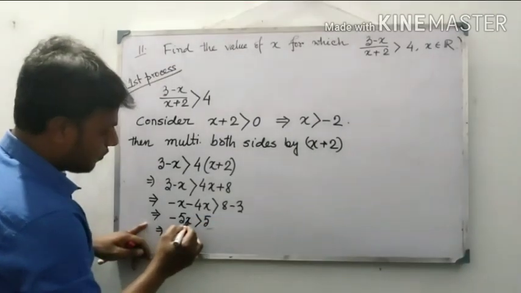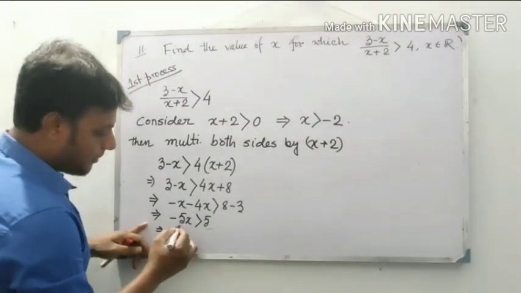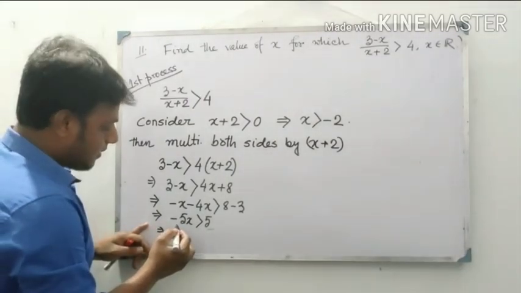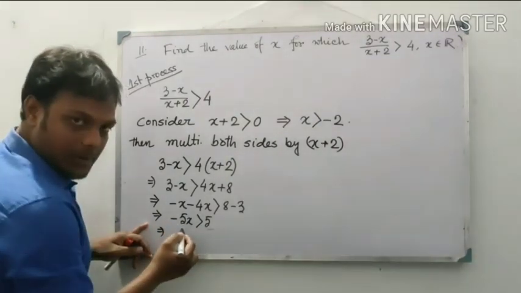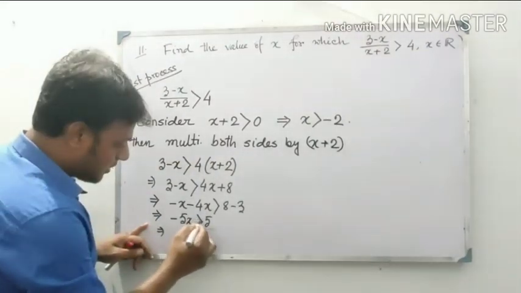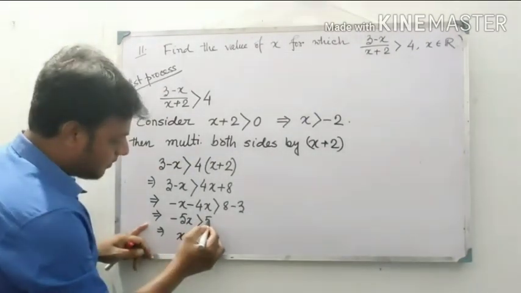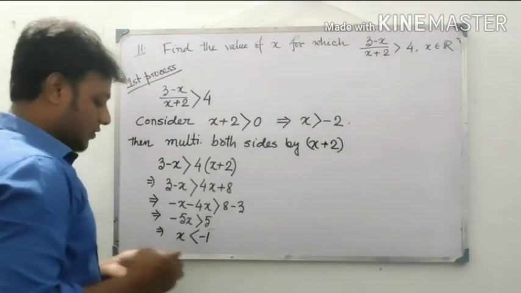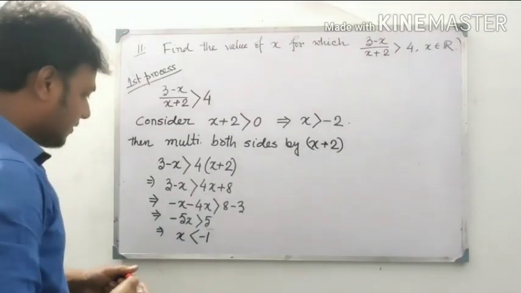To solve for x, we have to divide both sides by minus 5. Since the coefficient of x is minus 5, if we divide both sides by minus 5, then this is negative, so we have to change the inequation. Greater than will become less than. If we divide by minus 5, then the 5s cancel, ultimately minus 1. So this is one thing.